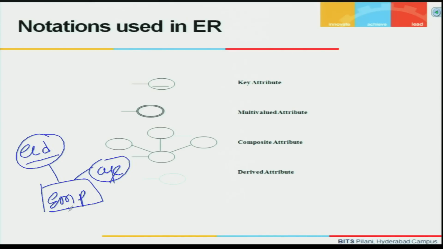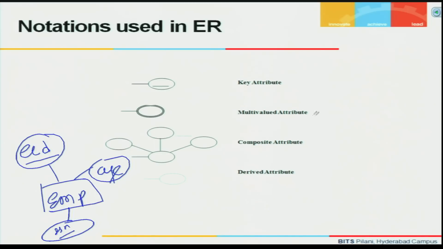Similarly, a given entity type can have any number of keys. For example, if it has one more attribute called SSN, social security number, it also becomes a key. So in that case, I can underline this also. It indicates that this particular employee type has two keys. Employee ID is one key and SSN is another key.